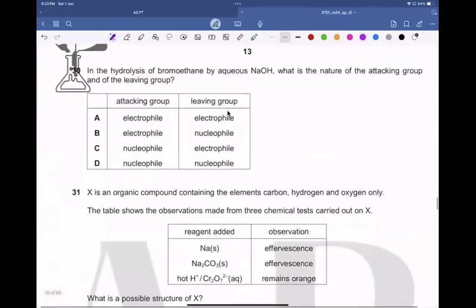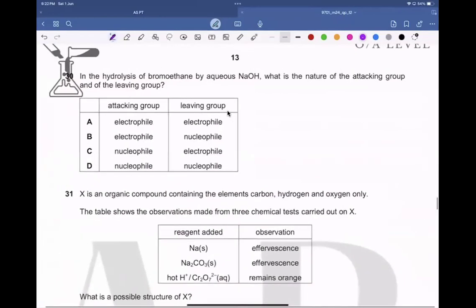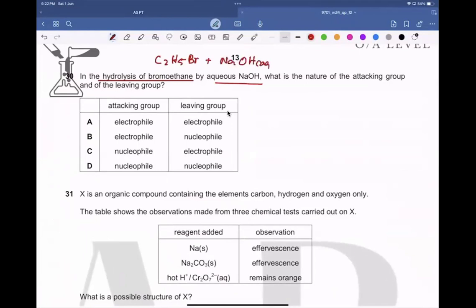Okay. Now question number 30. In the hydrolysis of bromoethane by aqueous NaOH, again bromoethane, C2H5Br, is reacting with aqueous sodium hydroxide. What we will get is ethanol. Further, we will get sodium bromide and water.